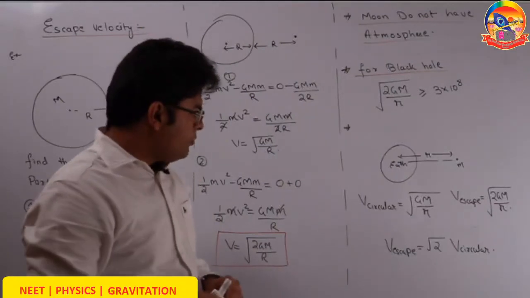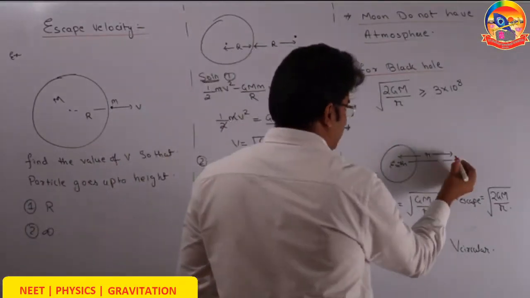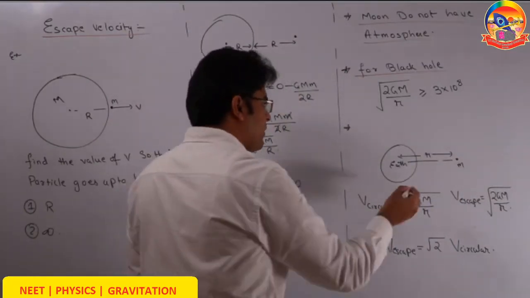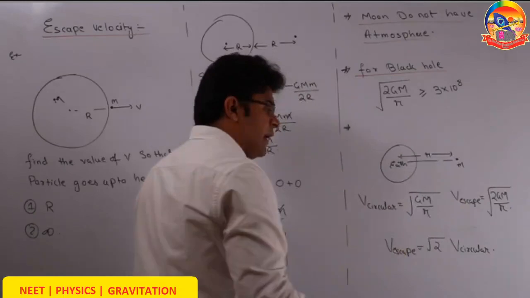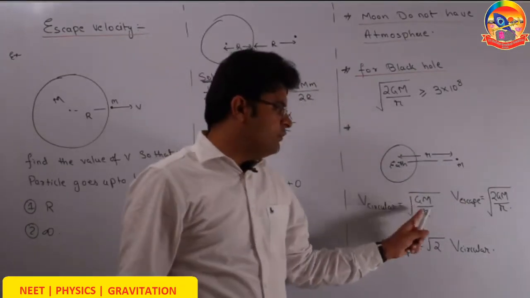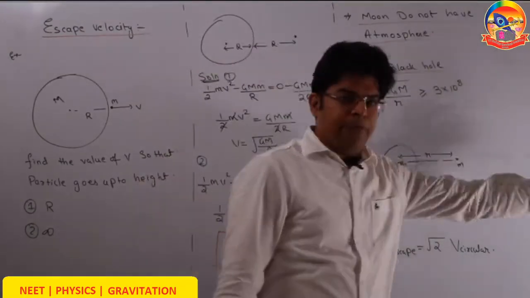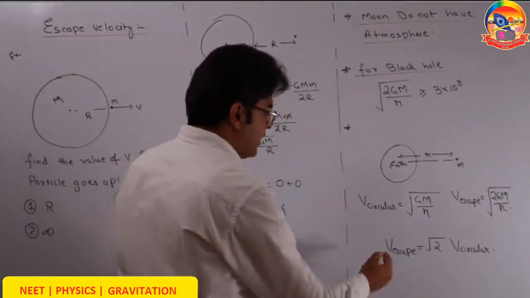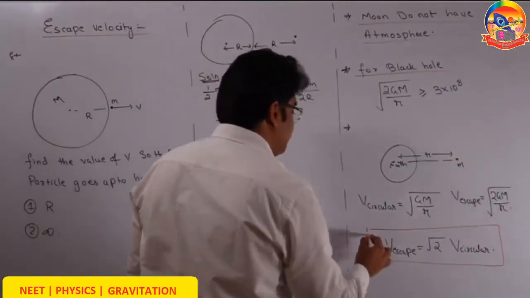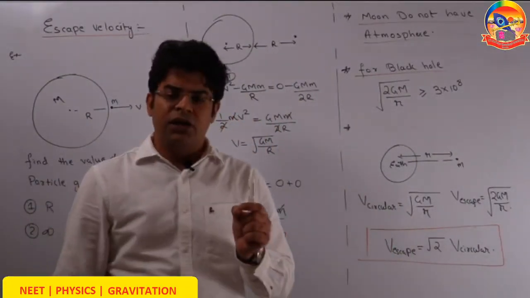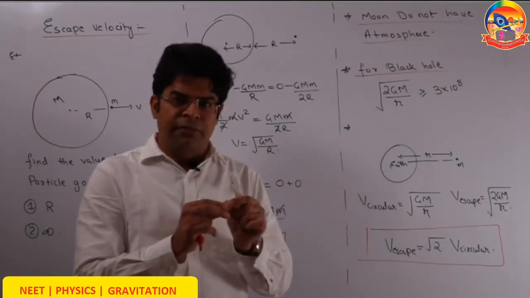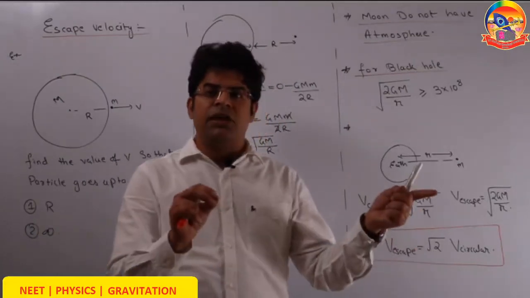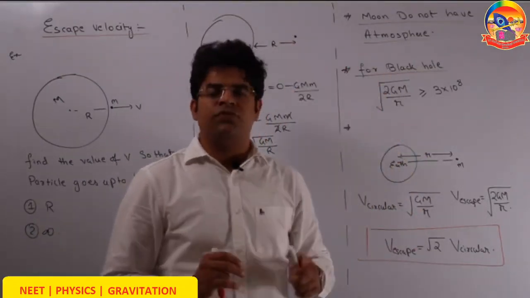Next thing, let's say this is Earth and there is a particle of mass m at distance r from the center of Earth. If the particle performs circular motion, in the last heading we have learned the speed has to be under root of GM by r. If the particle has to escape, then the speed has to be root of 2GM by r. This means that, measuring distance from the center of Earth, the escape velocity is root 2 times the circular motion velocity at that distance.